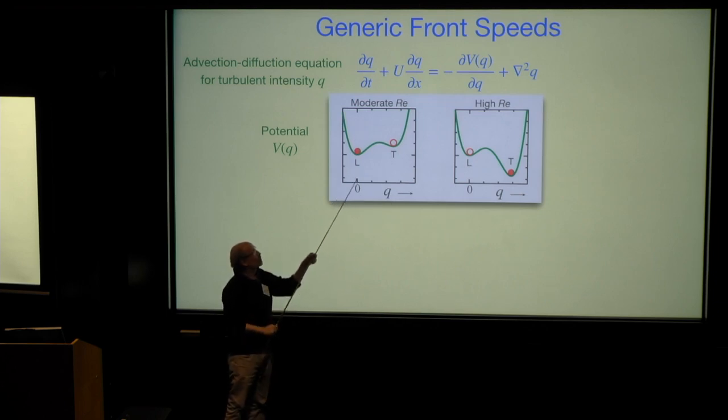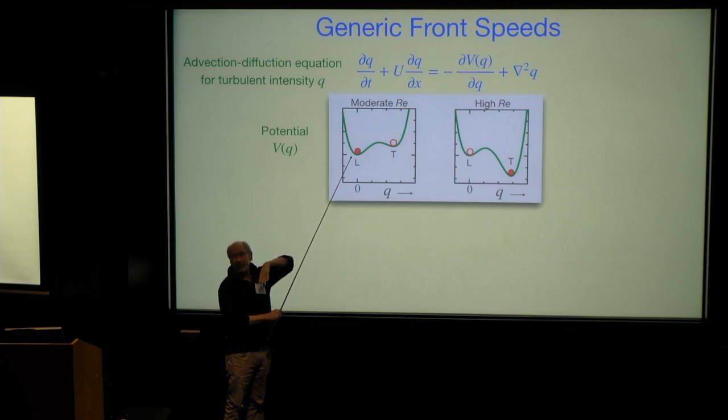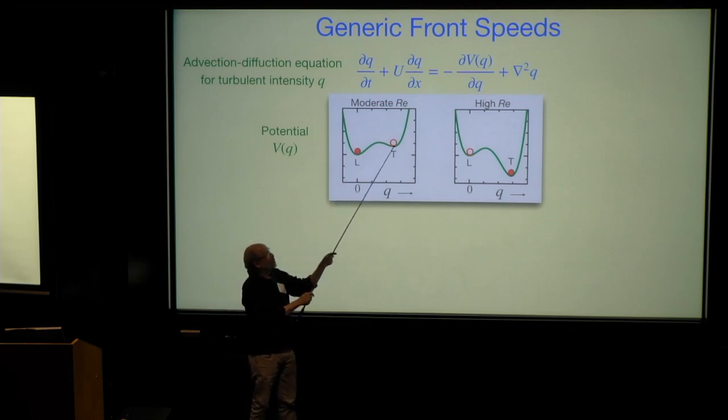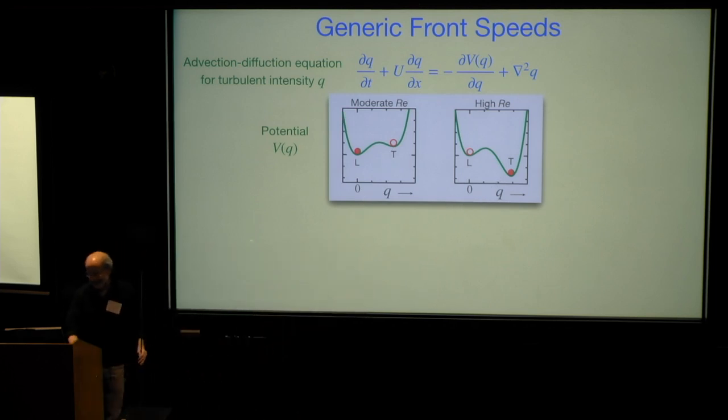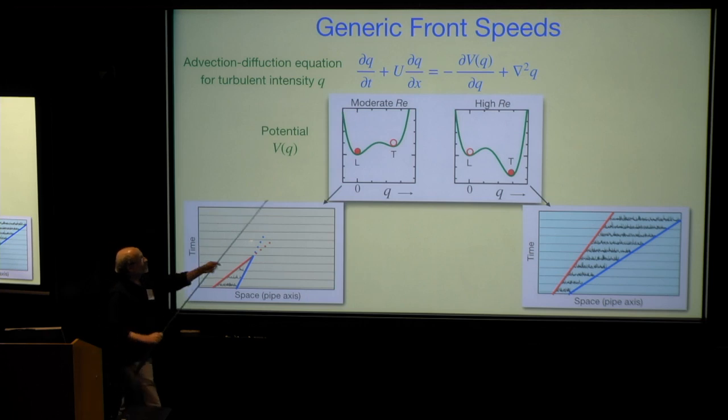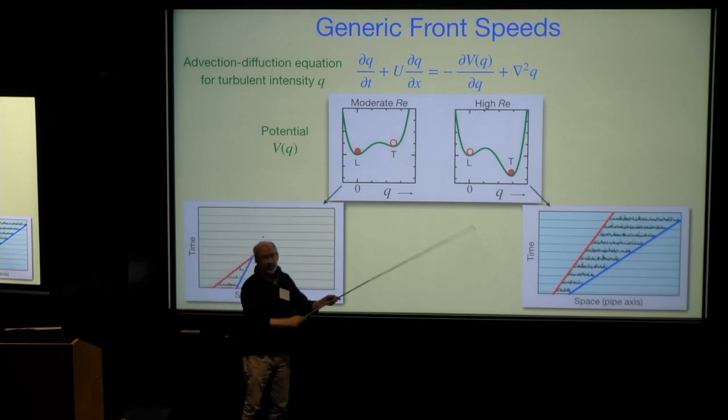0 corresponds to laminar flow. There's always a local minimum there because laminar flow is always stable in these problems, at least over the range of Reynolds numbers we care about. Then the turbulence may be at a higher potential or it may be at a lower potential, and that determines what's going to happen. All right, so this idea is simple. If you're in this situation at moderate Reynolds number, turbulence will collapse. If you're in this situation, the turbulence will grow.